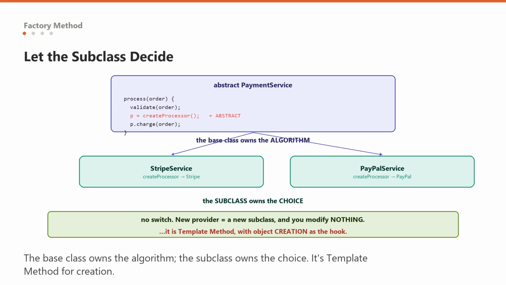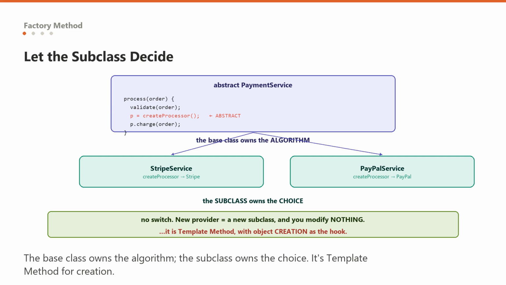Concretely, you have an abstract payment service class. It has a method, process order, which contains the whole workflow: validate the order, create a processor, charge the card, send a receipt. That workflow is written once in the base class, and in the middle of it, it calls an abstract method, create processor, which the base class does not implement. Then Stripe Payment Service extends it and implements create processor to return a Stripe processor. PayPal Payment Service extends it and returns a PayPal one. So the base class controls the algorithm, and the subclass controls which object gets built.